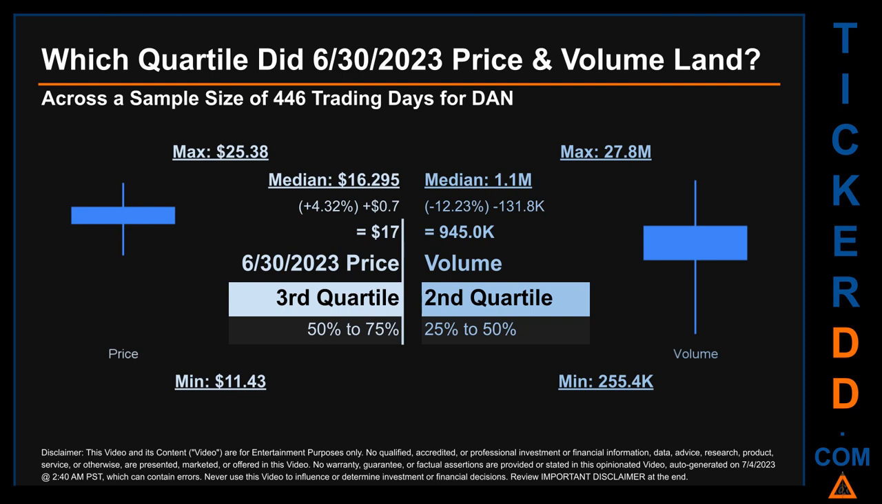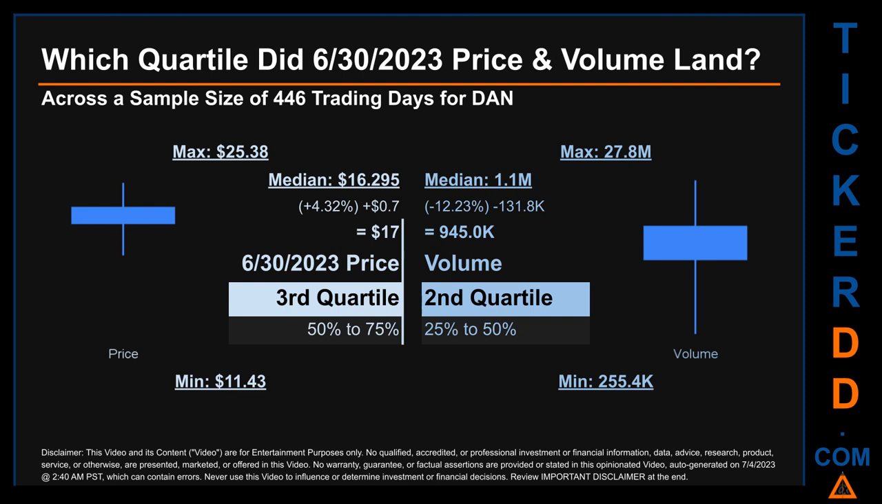The day's volume landed within the second quartile, that is within the 25% to 50% range of all sampled daily volume, which saw a max daily volume of 27.8 million and a minimum of 255.4 thousand. Quartiles tell us about the spread of a data set by breaking that data set into quarters, just like how the median breaks the set into half.